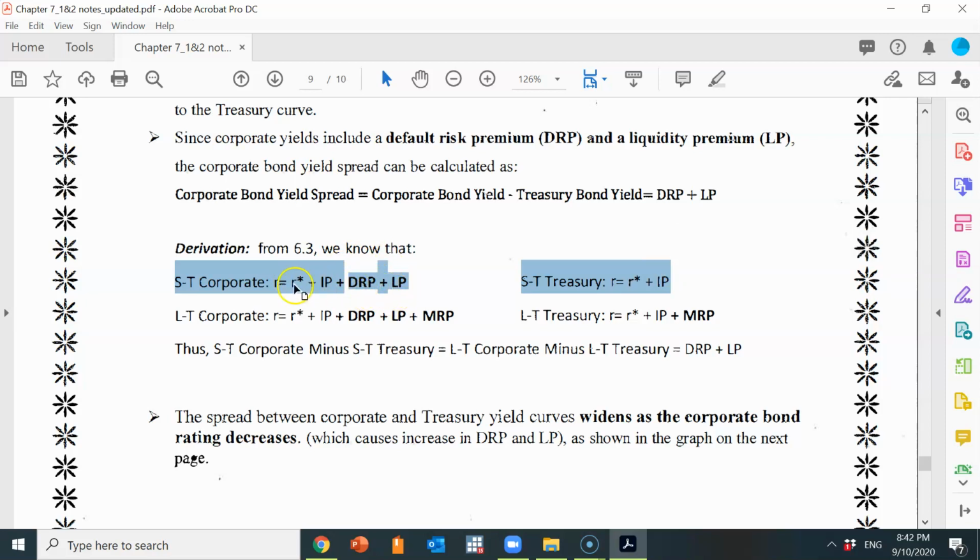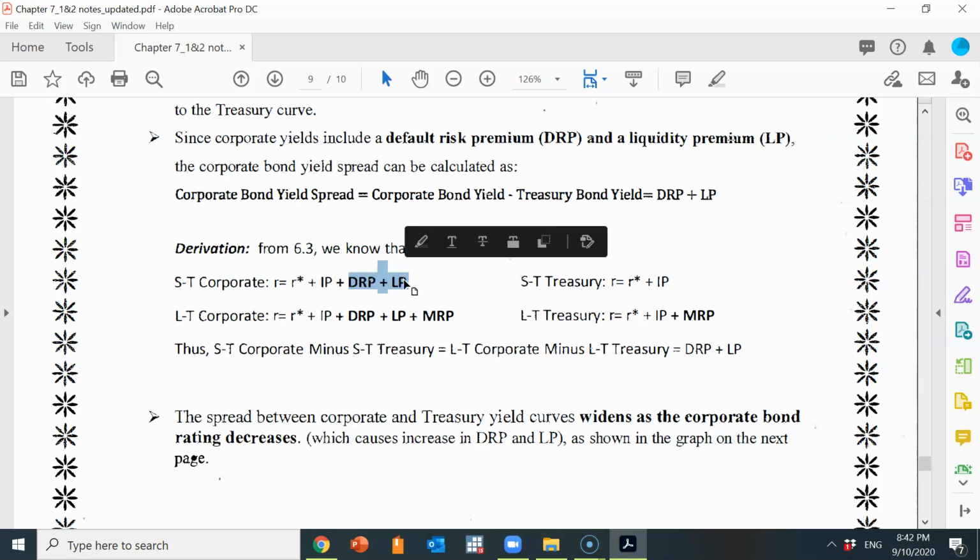For short-term corporate and short-term treasury, they both have R star and IP, and none of them has MRP. So the only difference between these two: if you take the short-term corporate interest rate minus the short-term treasury interest rate, you will only have DRP and LP left.